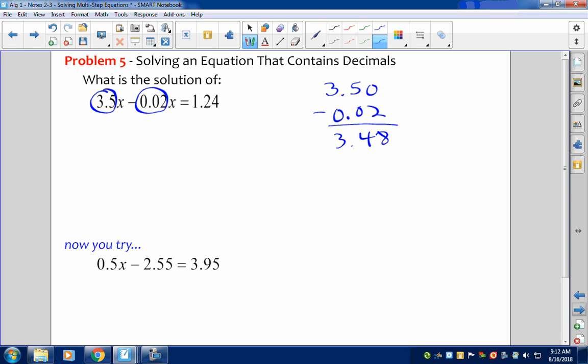Do you see why they're like terms? What makes them like terms? They both have an x. So I can combine them. I get 3.48x equals 1.24. And then when I went through and did this, I just left it here, but there's just one more step. Take the 3.48x, and I got to divide by 3.48. And the 1.24 and divide by 3.48.